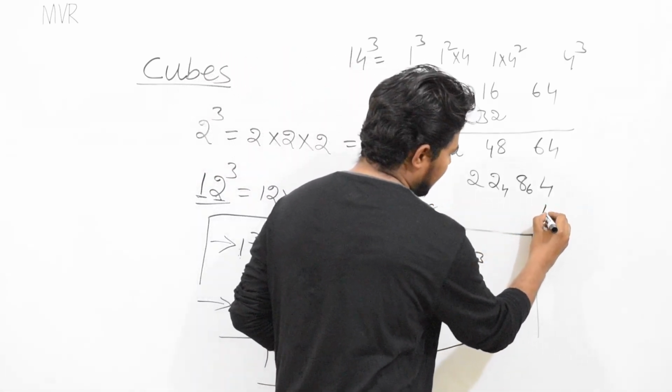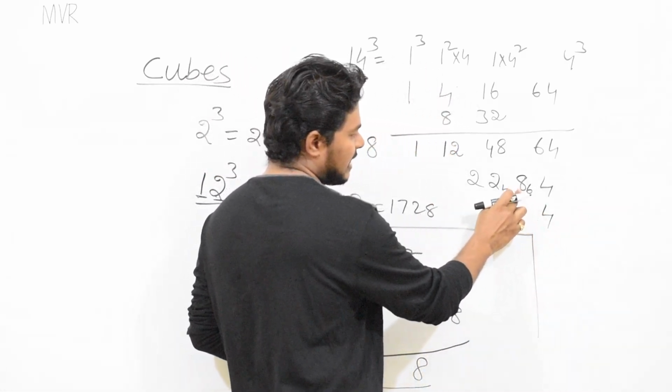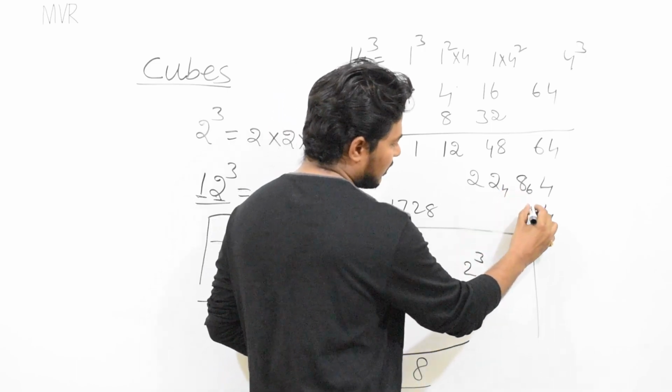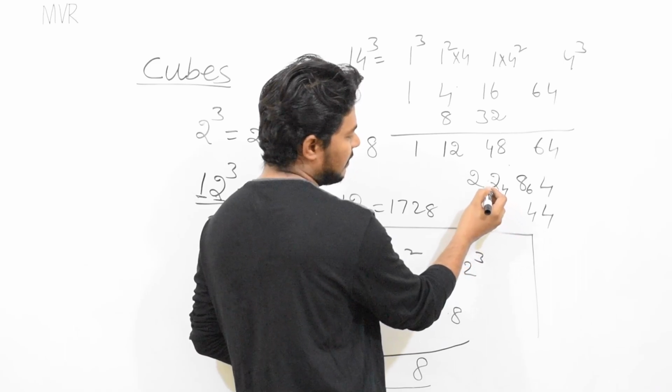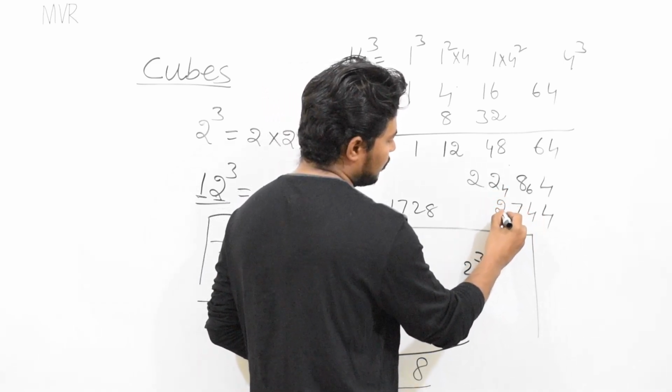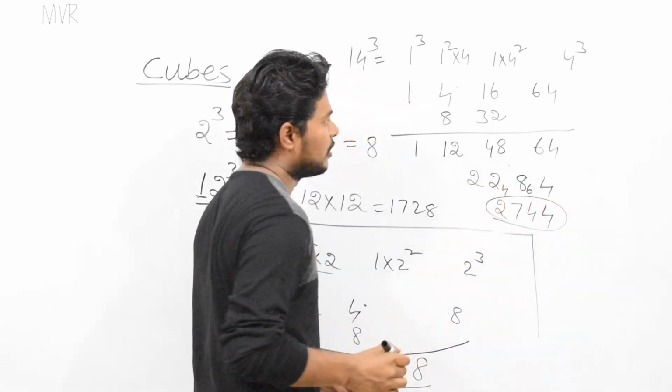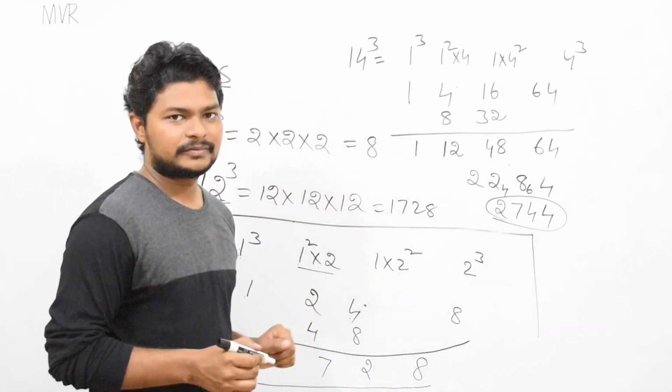Now you need to add 4. 6 plus 8 will be 14. 4 right here. So that 1 plus 4 will be 5. 5 plus 2 will be 7. And the remaining 2 as it is. So this will be the cube of 14.